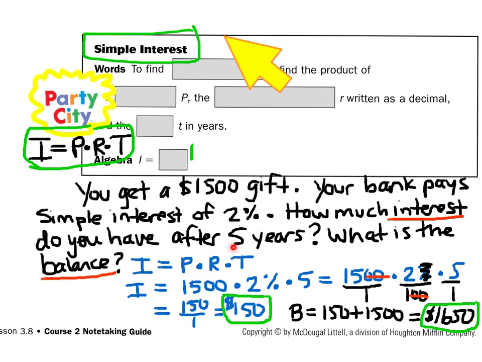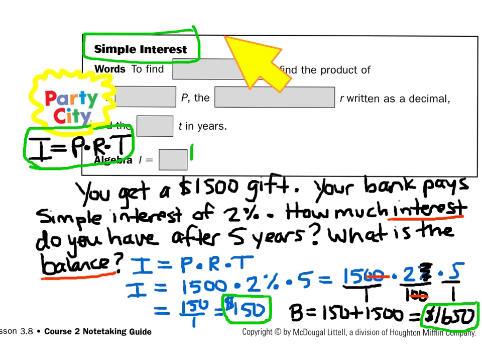So let's start off with the formula I equals P times R times T. And let's plug things in. So we want to figure out the interest. So put I equals, and then for the principal, that's the amount of money we start with, the $1,500, times, and the interest rate is the 2%. So put the 2% there. And then times the number of years. Okay, the time is 5 years, so I'm going to put a 5.